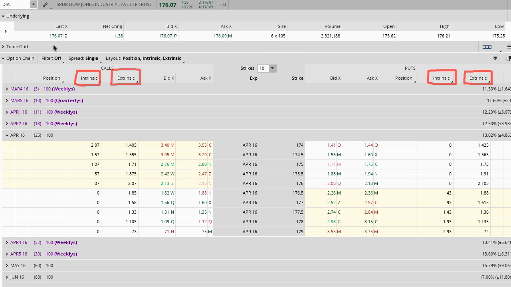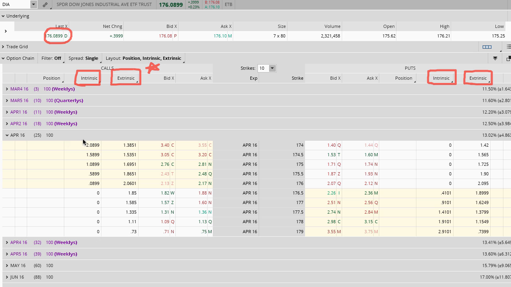Now the first thing we have to realize is that DIA right now is trading at 176.07. Now this is going to move because this is all live real-time pricing. So it's trading at 176.0708. Okay, so a couple pennies above 176. Let's start on the call side of the options pricing table.